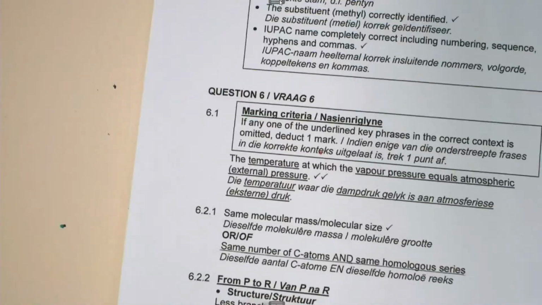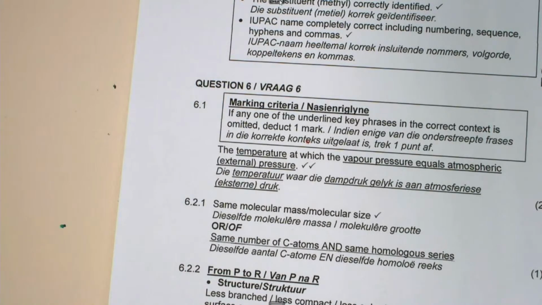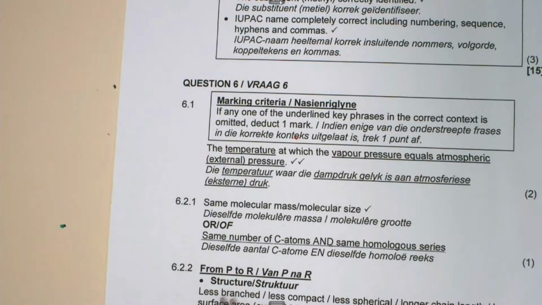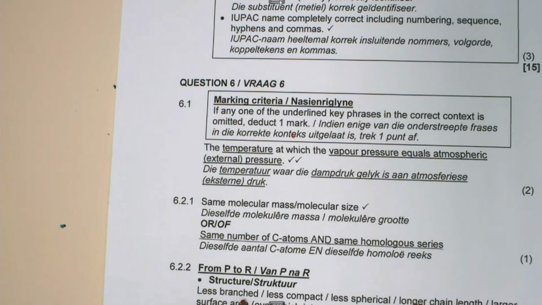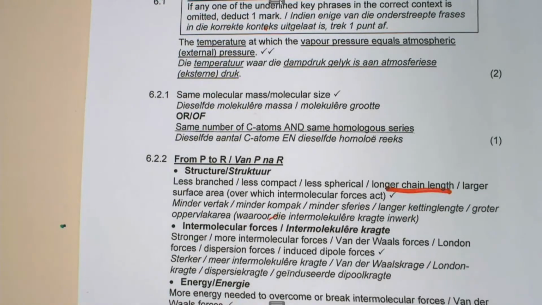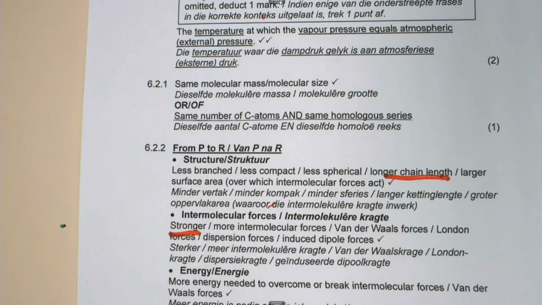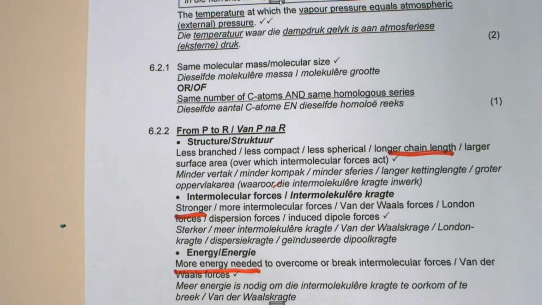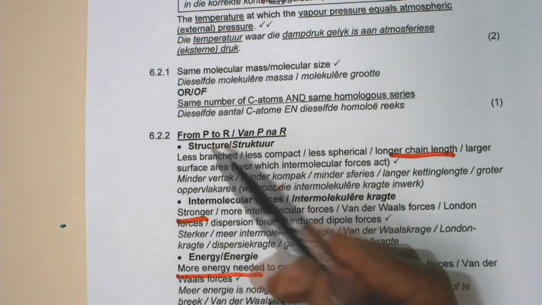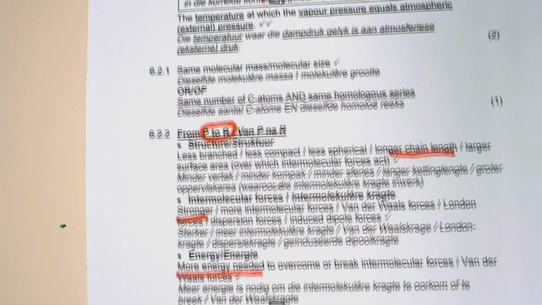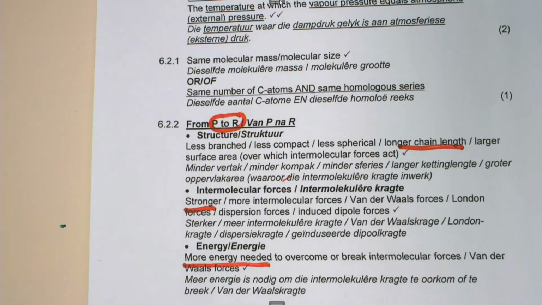Now, instead of explaining from R to P, the learner can also explain from P to R. So if the learner explains from P to R as given in the question, then the learner must say the chain length becomes longer, or it becomes less branched, or it becomes less spherical. The intermolecular forces become stronger, or more intermolecular forces are there, and then more energy will be needed to overcome the intermolecular forces. So in this option, because P to R is already given in the question, the learner does not need to say from P to R.